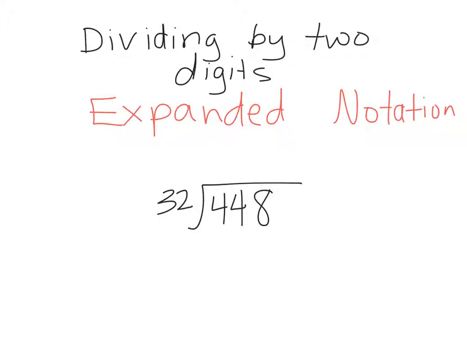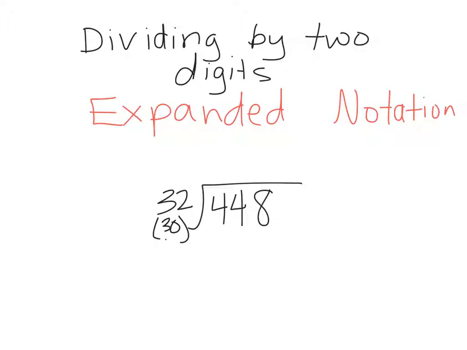Here we have the same problem, 448 divided by 32, but now we are going to solve it using the expanded notation method. So we would start the same way we did in the digit by digit, or the old school way, by estimating our divisor, and we would round it to 30. Then we estimate the first number in our dividend, and instead of thinking of it as 448, we would round it to 400, because we're looking at it as a whole number in our expanded form, instead of just the digit by digit method.